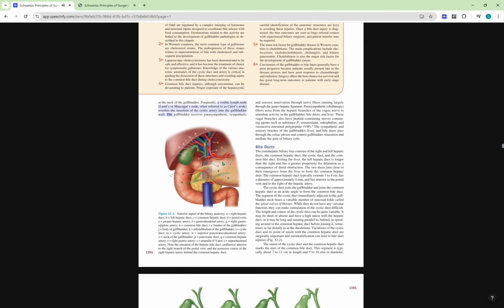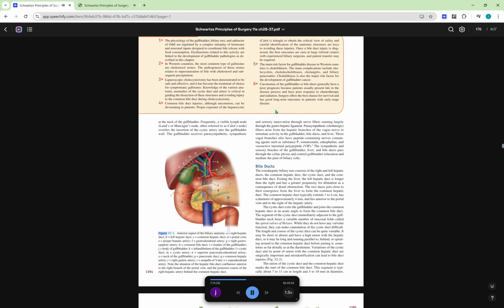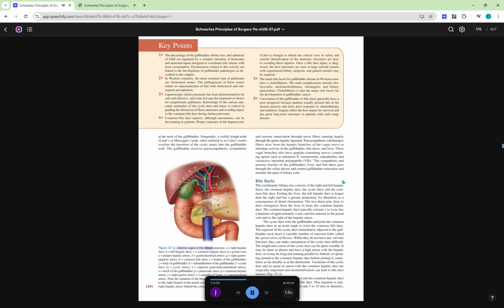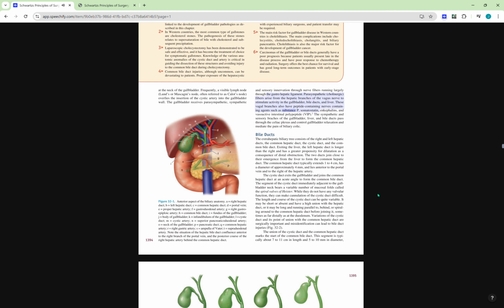The gallbladder receives parasympathetic, sympathetic, and sensory innervation through nerve fibers running largely through the gastrohepatic ligament. Parasympathetic fibers arise from the hepatic branches of the vagus nerve to stimulate activity in the gallbladder, bile ducts, and liver. These vagal branches also have peptide-containing nerves containing agents such as substance P, somatostatin, enkephalins, and vasoactive intestinal peptide. Sensory branches of the gallbladder, liver, and bile ducts pass through the celiac plexus and control gallbladder relaxation and mediate the pain of biliary colic.